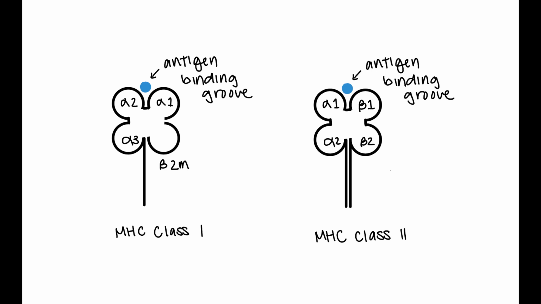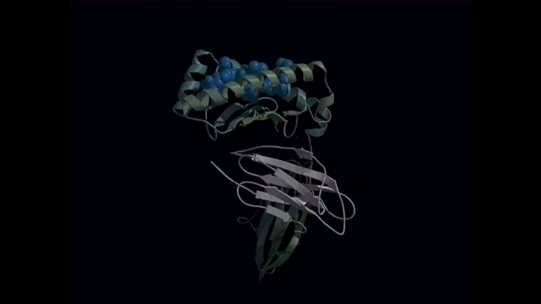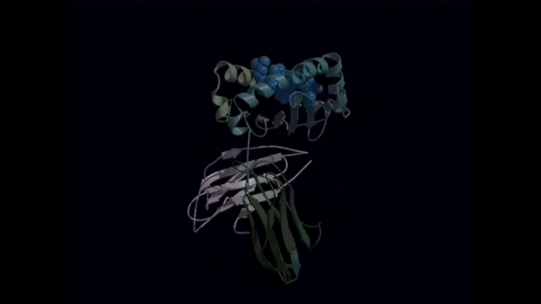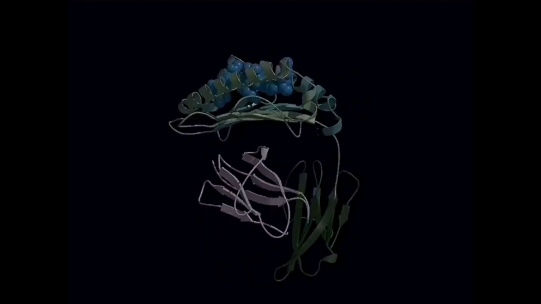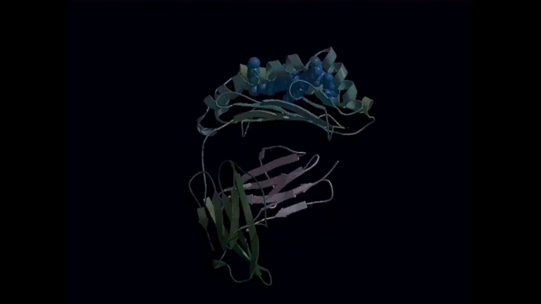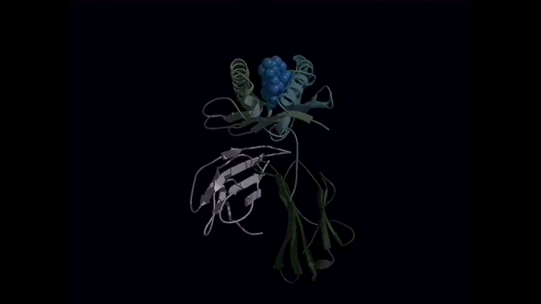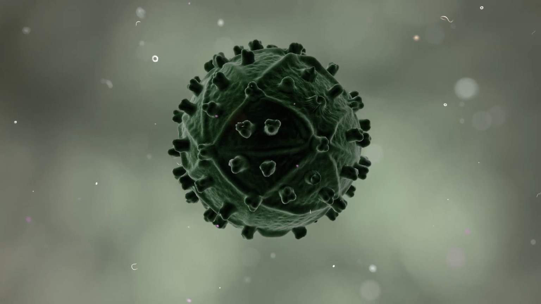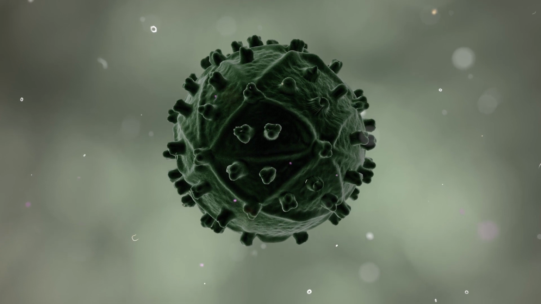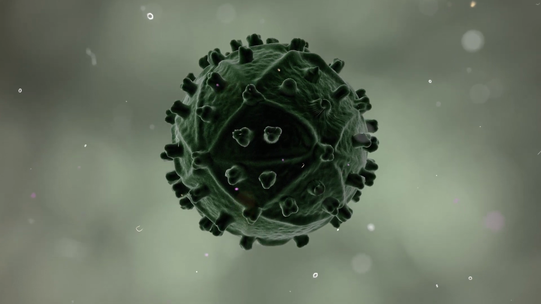MHC molecules are an integral component of the immune system and are often the target of infection-causing pathogens. An example of such a pathogen is the human immunodeficiency virus, HIV. HIV is a retrovirus that infects host cells by inserting a copy of its own DNA into the host genome. Once the virus infects the host cell, its DNA encodes for accessory proteins that are then expressed within the host cell.